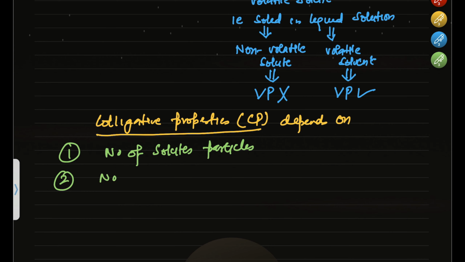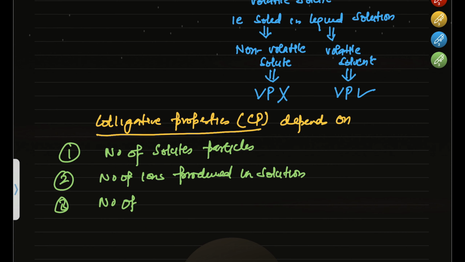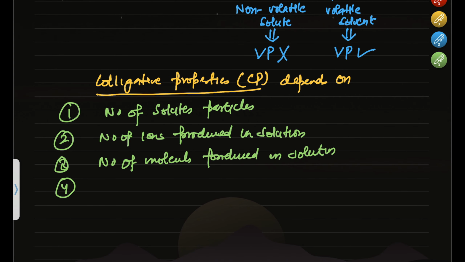दूसरा, the number of ions produced in solution. Third, the number of molecules produced in solution. Fourth, the molar concentration of solution. Molar concentration of solution. Okay.